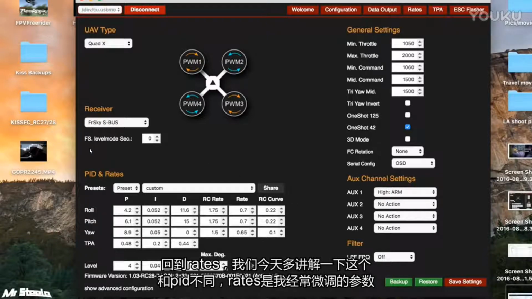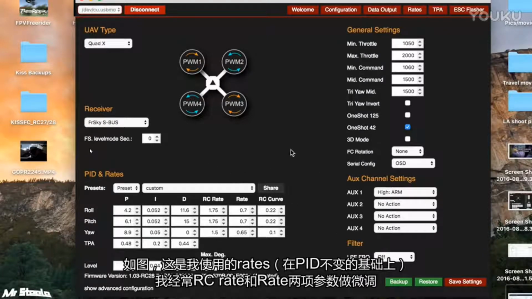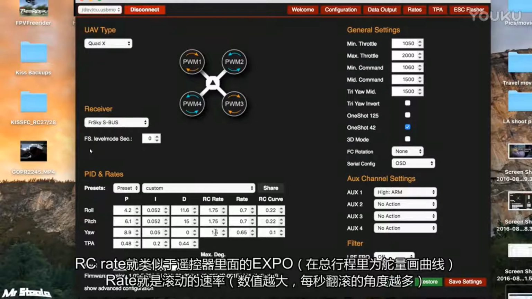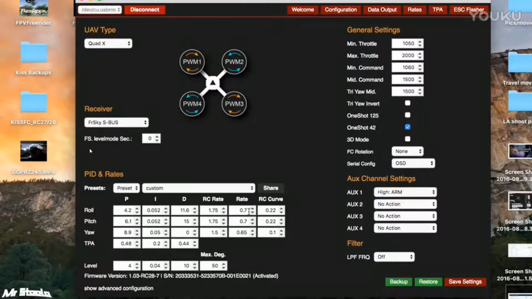want to talk about rates and they want to know what my rates are. Here are my rates. This changes pretty frequently. I've been slowly bumping up RC rate and slowly bumping down rate. And what that does is RC rate, basically the higher the RC rate and the lower the rate, this increases the feel of the stick linearly, and this basically adds a tiny bit of expo.